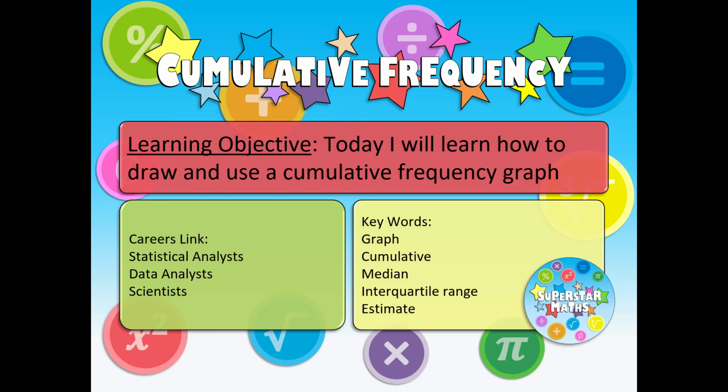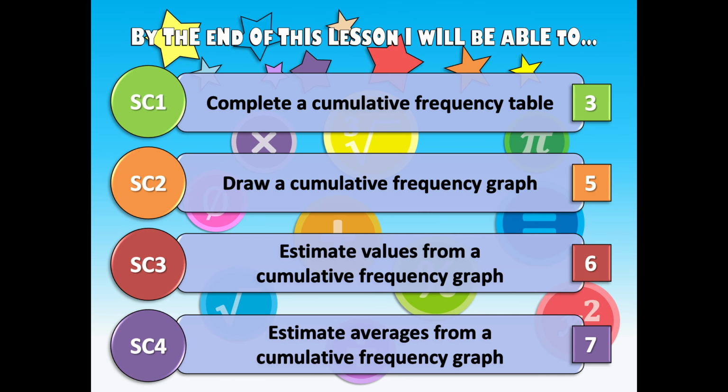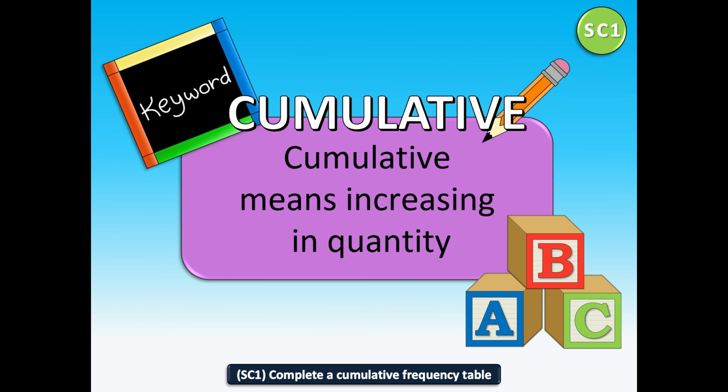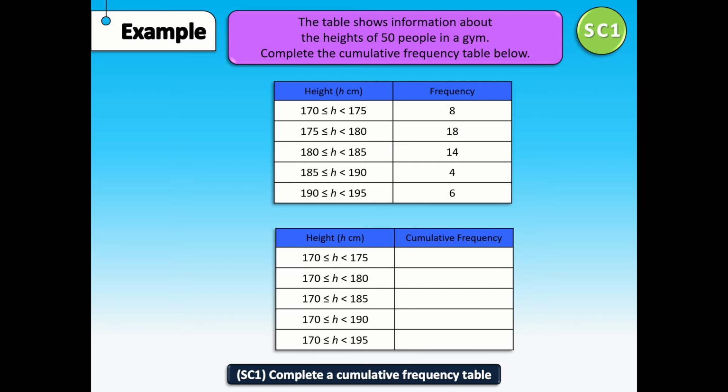Hi guys, welcome back. Today we are going to learn about cumulative frequency. We've got 4 success criteria, and the first one is to complete a cumulative frequency table. So cumulative means increasing in quantity. So when we complete a cumulative frequency table, we're going to add up the frequency as we go.